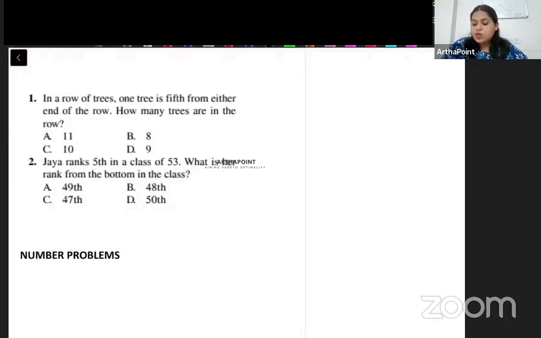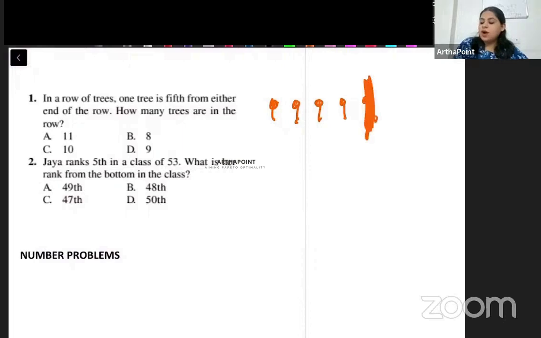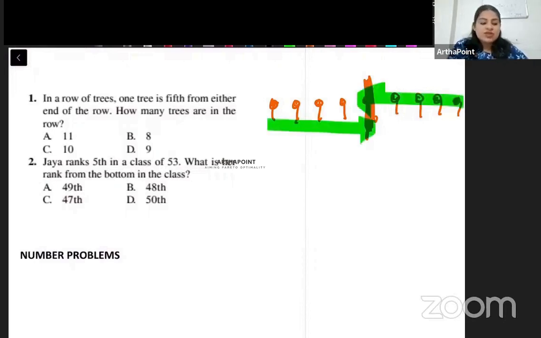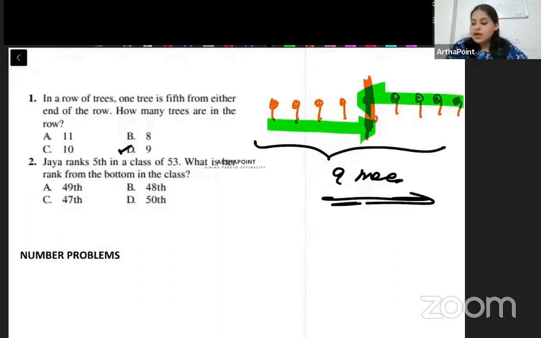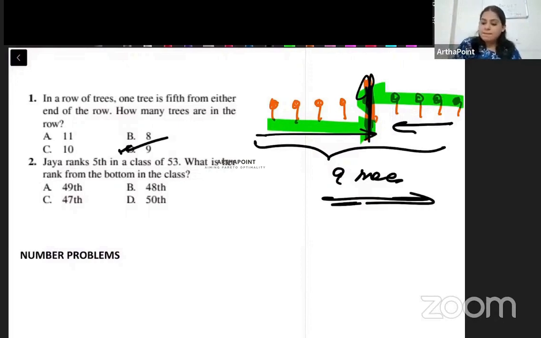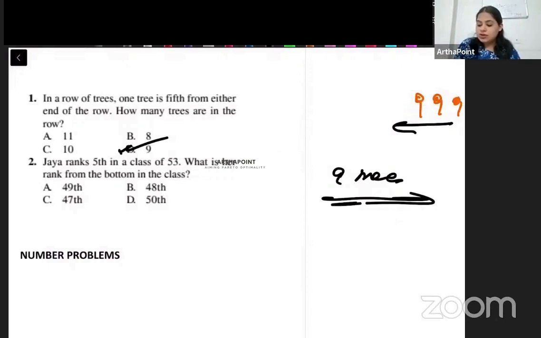In a row of trees, one tree is 5th from either end of the row. 1 tree, 2, 3, 4, 5th tree. So beta, it is 5th from this side and it is 5th from this side. So how many trees are visible here? How many trees are there? 9 trees, clear? So there should be 9 trees. Simple. There is a tree which is 5th from either side. So here also the one after 4 is coming and here also after 4 the tree is coming. Okay, beta, come to the next question.